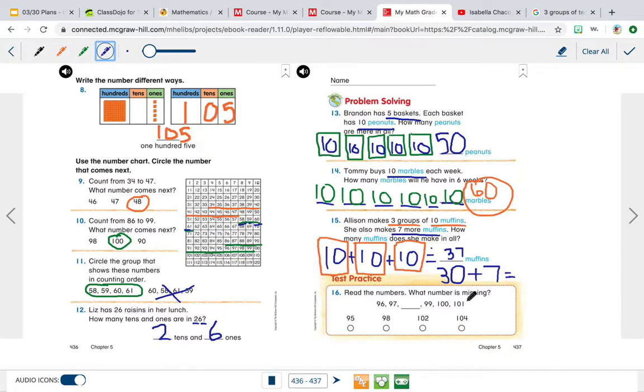Remember, this has to be in counting order. So we can't pick something that's bigger than 99, and we can't pick something that's smaller than 97. What comes after 97 but before 99? Think really hard. Remember, the tens place should not change. We're going to keep it as a 9, but the ones place should change. So 6, 7, blank, 9. The choice is yours, my friends.